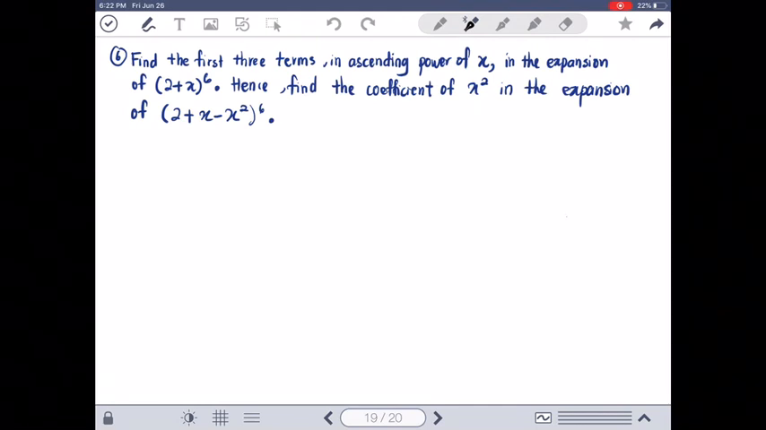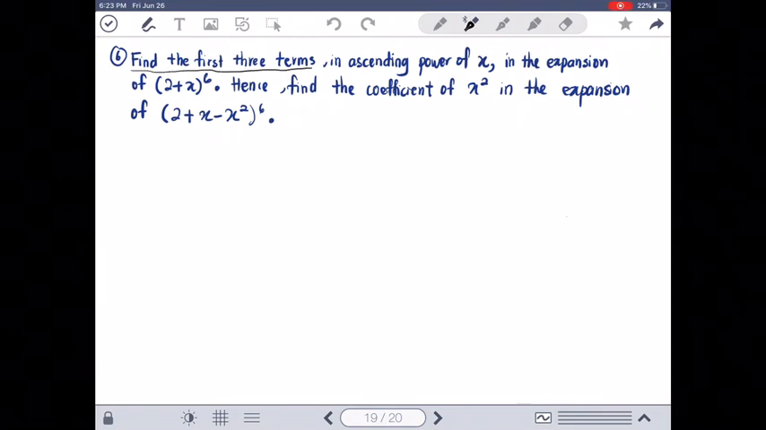Now let's have a look at the last example for this topic. Find the first three terms in the ascending power of x in the expansion of (2 + x)^6. Hence, find the coefficient of x squared in the expansion of (2 + x - x squared)^6. If we look at this question, it consists of two parts, so we are going to deal with it part by part.